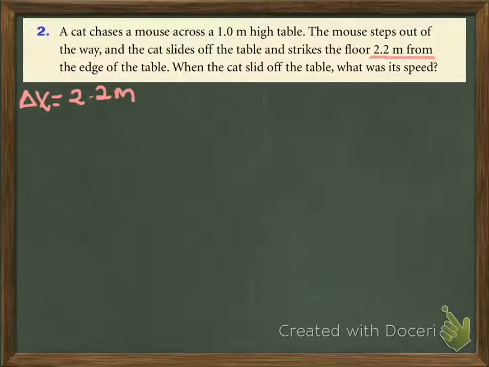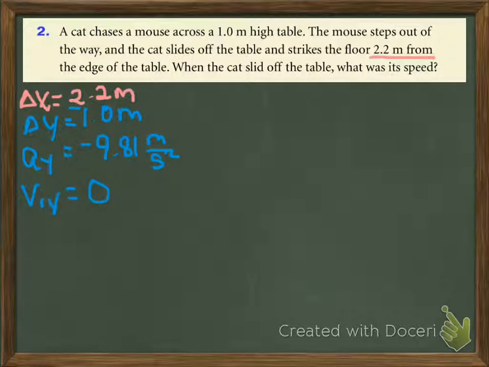My delta y is equal to 1.0 meters. We know that AY is negative 9.81 meters per second squared. We know that VIY is 0. We also know that VIX is equal to what we're looking for. We're going to solve this the same way we did it before.